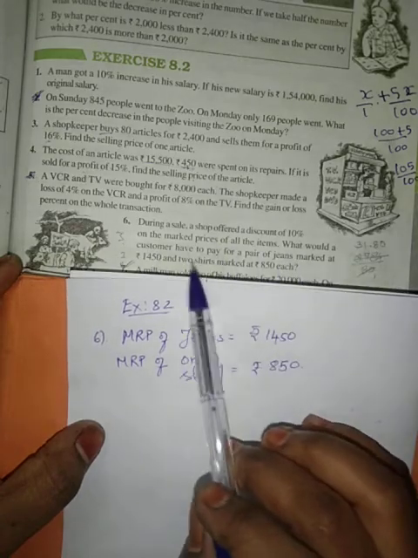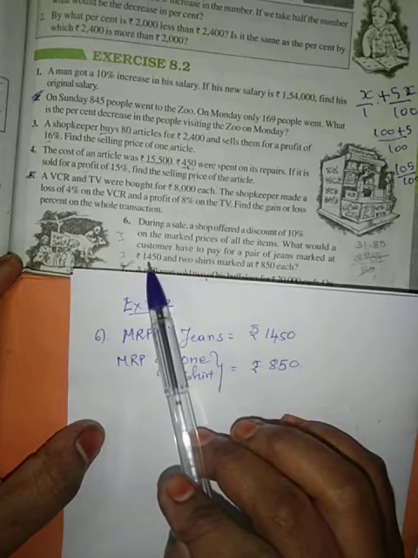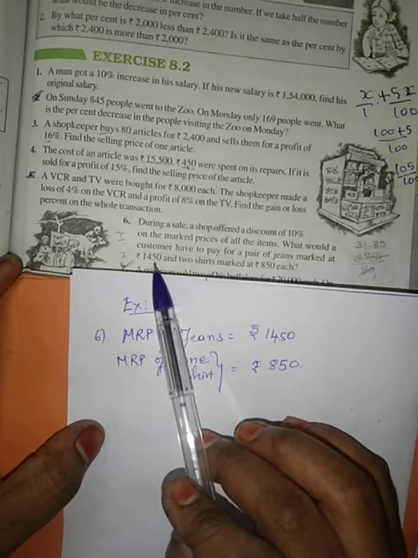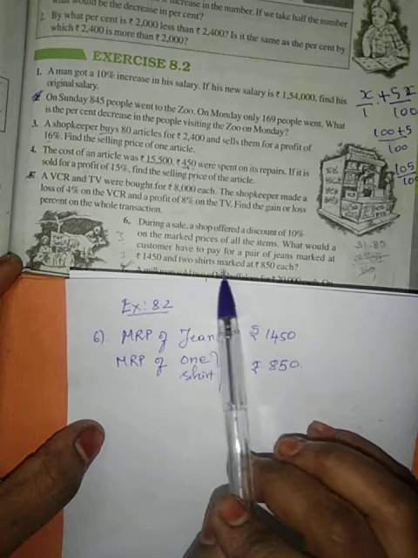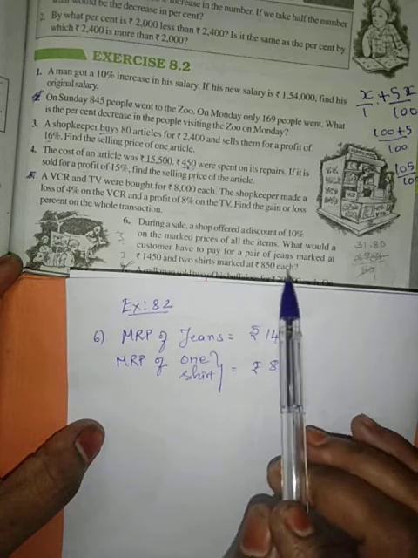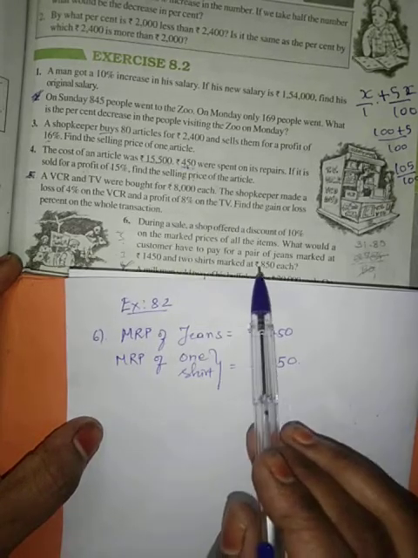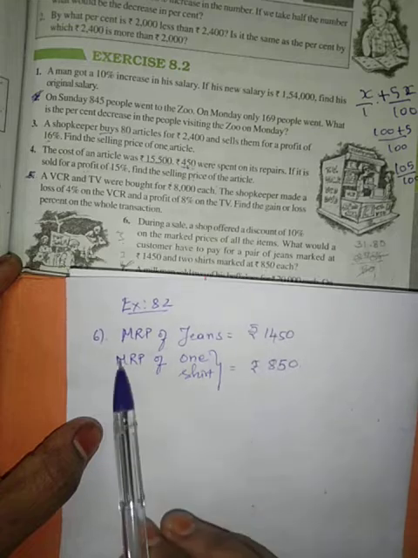What would a customer have to pay for a pair of jeans marked at rupees 1450 and two shirts marked at 850 rupees each? So a customer is getting one pair of jeans and two shirts. One shirt costs 850 rupees.